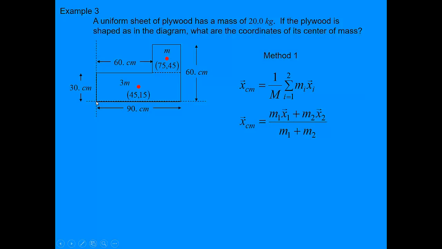If this is our 0, 0 point over here in the lower left-hand corner, neither of these are 0, but we do have the x coordinates of them, right? 45 and 75. We've got the masses we can put in, 3m and m.